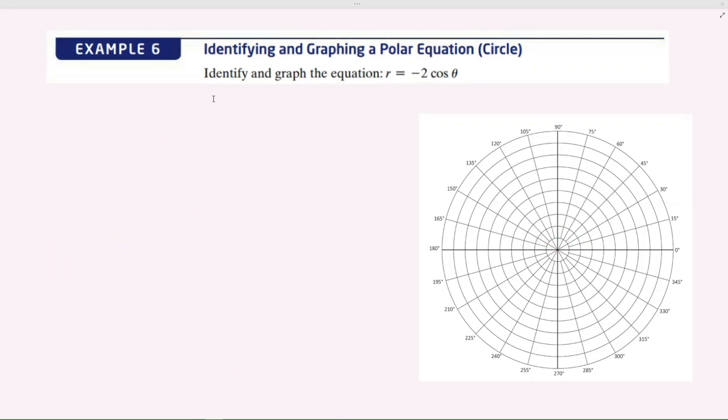Okay, this looks a lot like the last one, and if we multiply both sides by r, then we'll get r squared is equal to negative 2r cosine theta. Okay, so r cosine theta becomes x, and r squared becomes x squared plus y squared. So it's going to be negative 2x. Now I'm going to do the same thing, complete the square. This time I'll have to complete the square on x. So we're going to add the 2x to both sides.